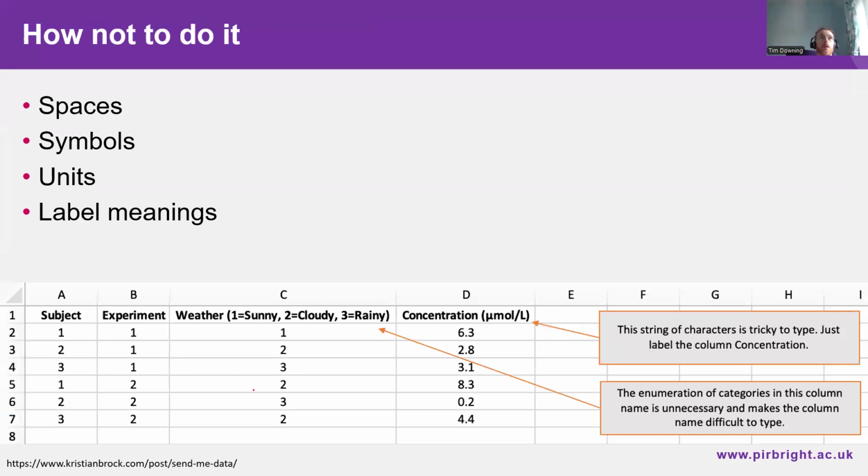So how not to do it? For example, you see spaces, symbols, units, and label meanings inside there. This is bad practice, and it just confuses people and means that it is not machine readable. So that's why we want to keep the data dictionaries and the metadata separate from the data itself.